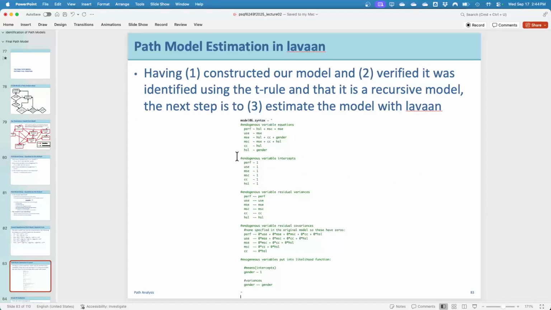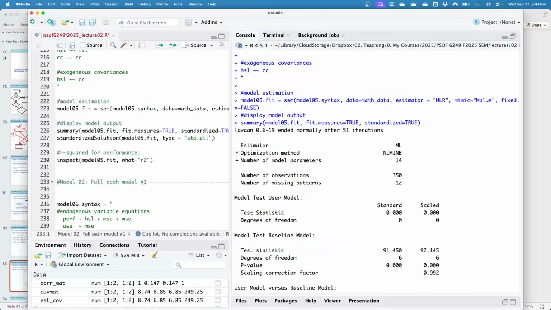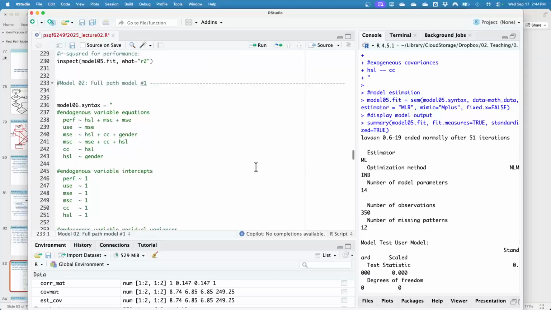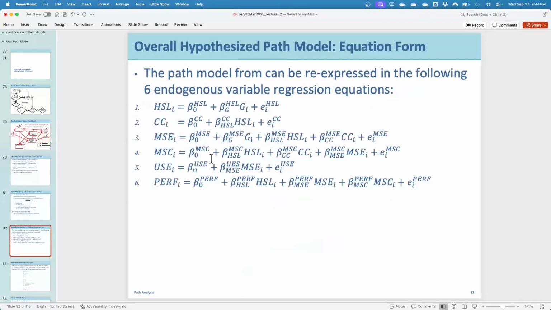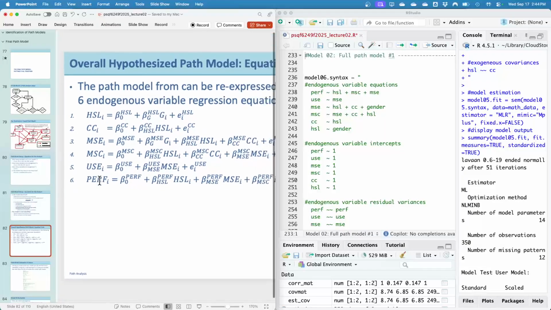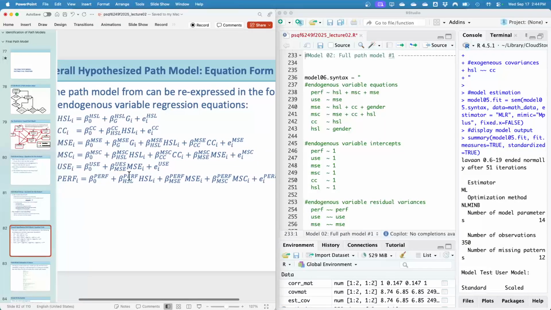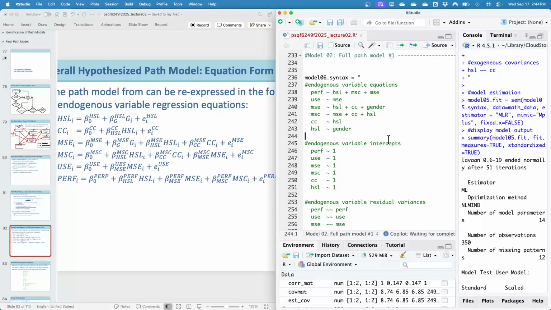So let's take a look at the lavaan syntax. And instead of squinting at the screen, I'll put the syntax over here, and I will move the regressions over here. I'm doing this to line up each of the models. So here, I work backwards. I started with performance.